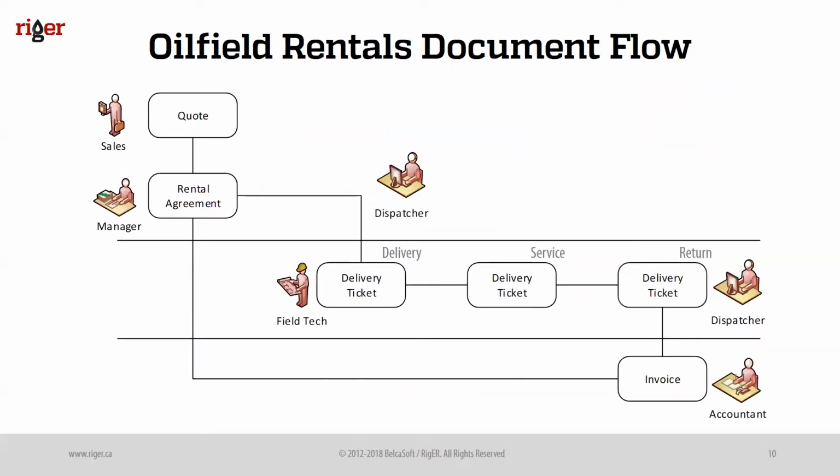In terms of document flow, the oilfield rentals operations are pretty straightforward. Everything starts from the quote, then is converted to the rental agreement, and dispatch assigns a task to the field tech. We have three types of delivery tickets: delivery, service, and return. And at the end of the day, the accountant can invoice the job.